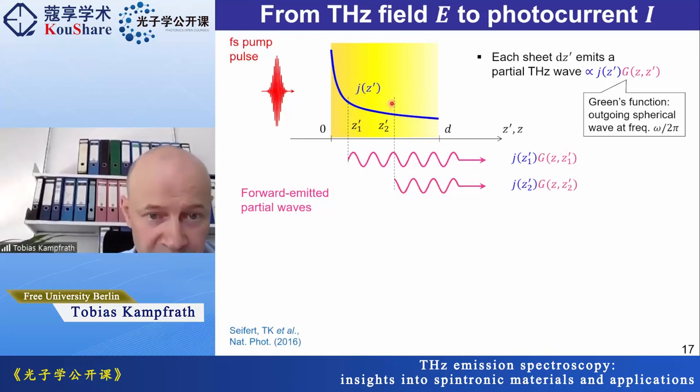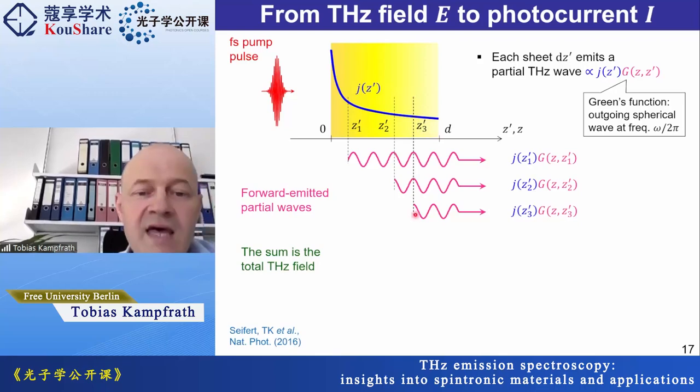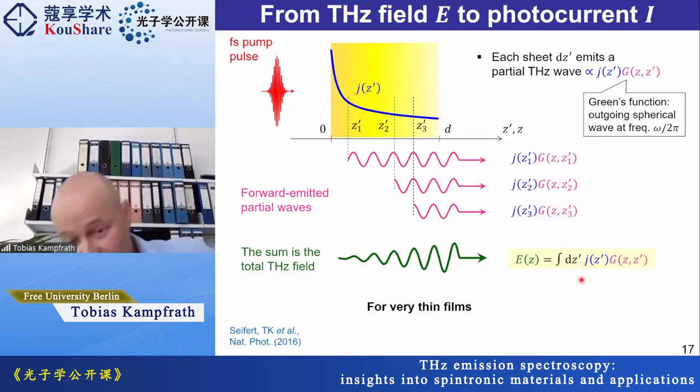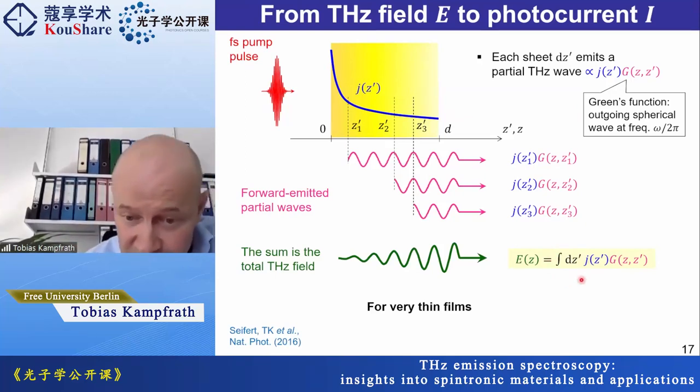Now we can look, for example, also at this position of the photocurrent at this slice, and again, we will get such a spherical wave propagating to the right-hand side. Now the amplitude is proportional to the photocurrent at this position Z2 prime. You can also do this for Z3 prime, this instant of a slice here, and so on and so on. Basically, you have to do it for all slices that make up the photocurrent. And if you do this and add up all these partial waves here, you get the total emitted terahertz electric field. And this is the current from a slice, and you just need to add them up. And adding up means just you need to integrate them. And this is the theory behind it.